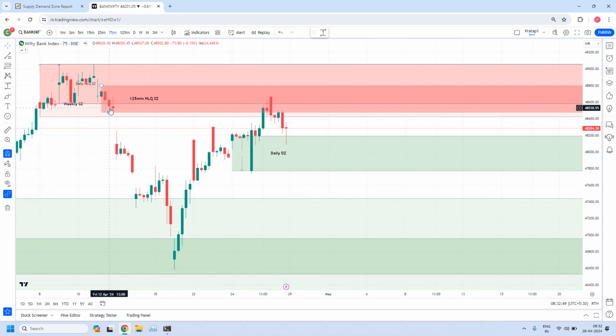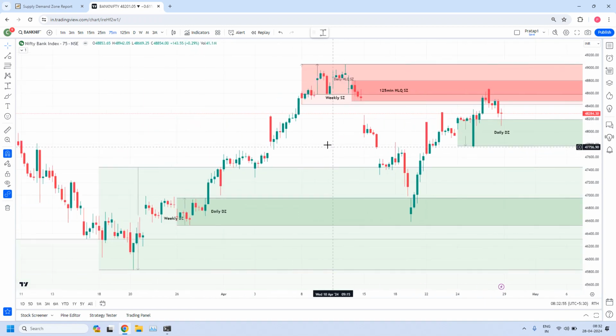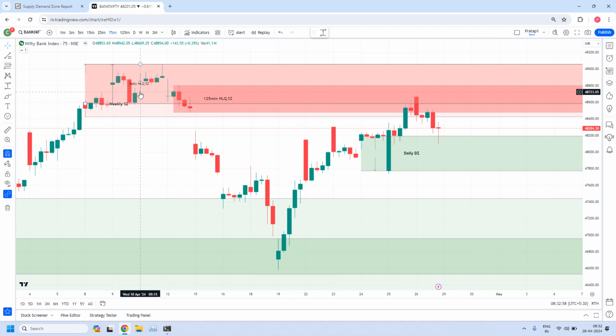This is the 12th, 10.4, 9.15. So this is the ERC candle, 10.4, 9.15. 1, 2, 3, 4 base candles. And again you get a drop candle. This is a drop candle at the hidden body.